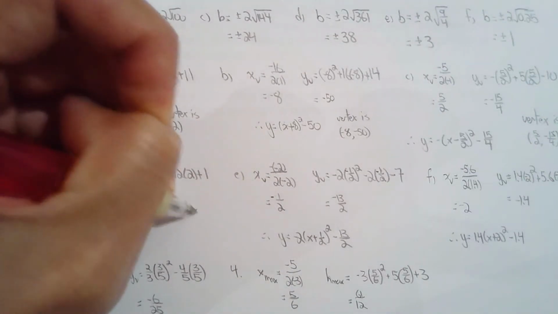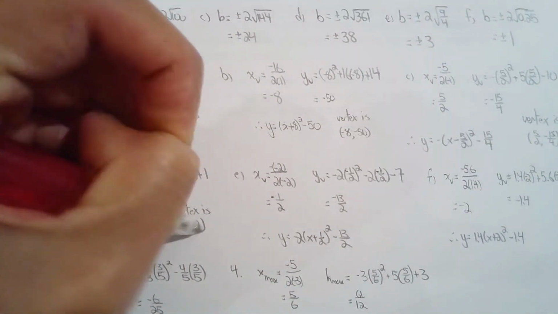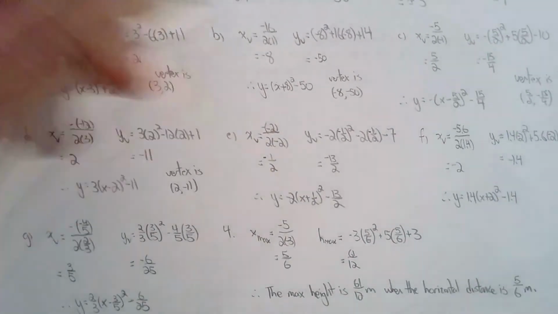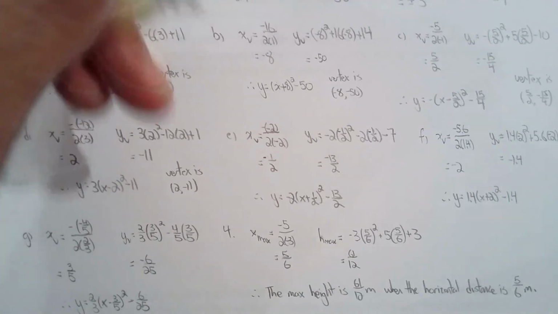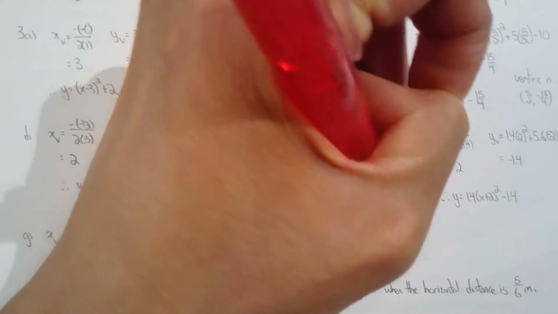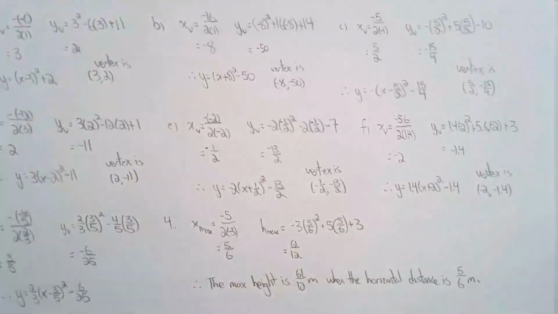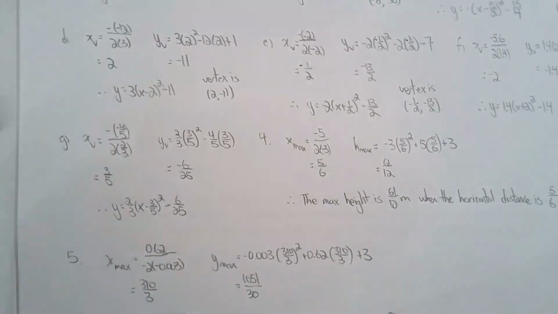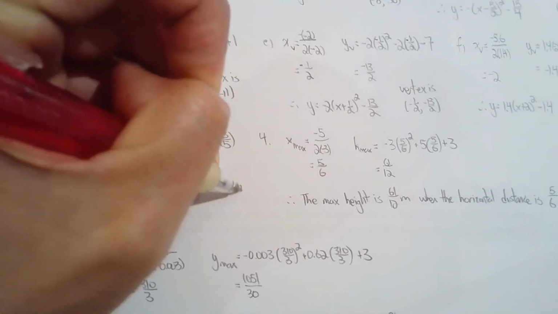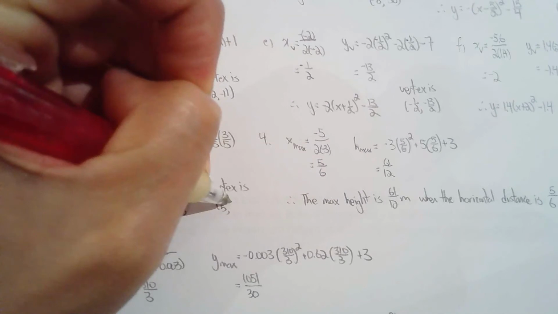Vertex is 2, -11. So for all these, I just did negative b over 2a and solve for that. Solve for the y-coordinate of the vertex. Vertex is -1/2, -13 over 2, and oh wow, two more. Vertex is -2, -1.4. I highly recommend you do some by completing the square, just to see if you achieve the same answers that I have over here. Vertex is 3/5 and -6 over 25.